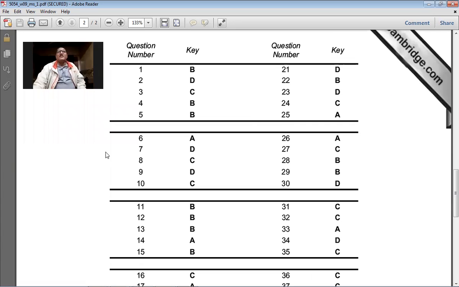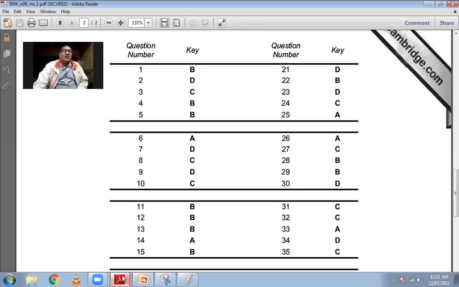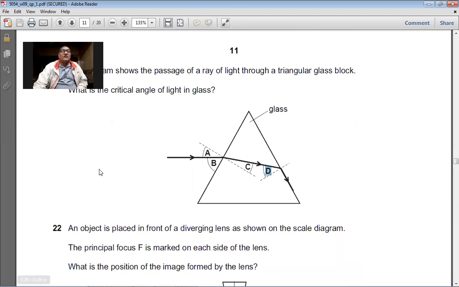D is the right choice. Question number 21, D is the right choice. The critical angle will be the angle D. Okay, so let's move to the next.